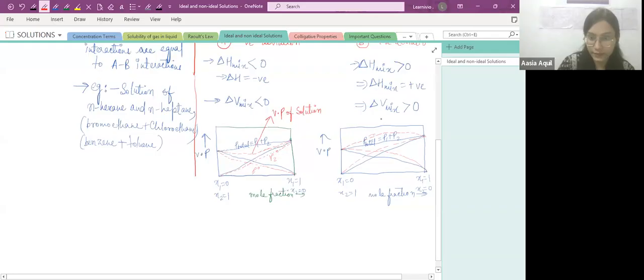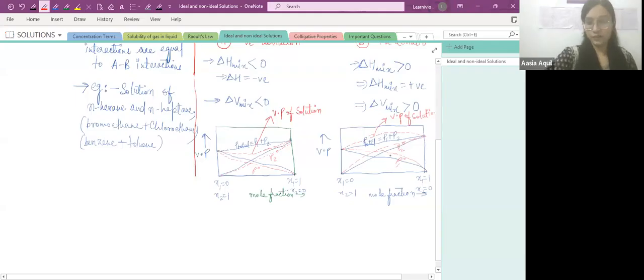This red dotted line shows the vapor pressure of the solution, which is your P total. This line shows P2 naught, and this line shows P1 naught. Clear?